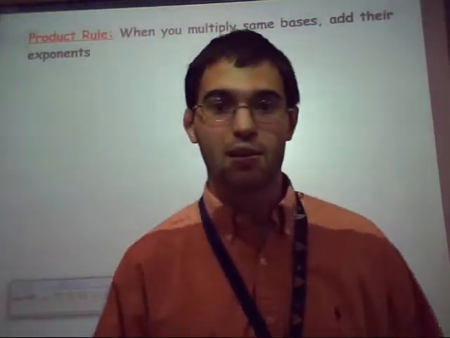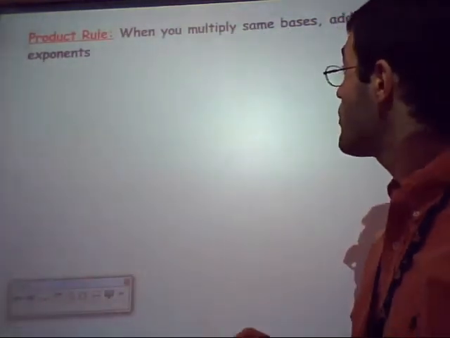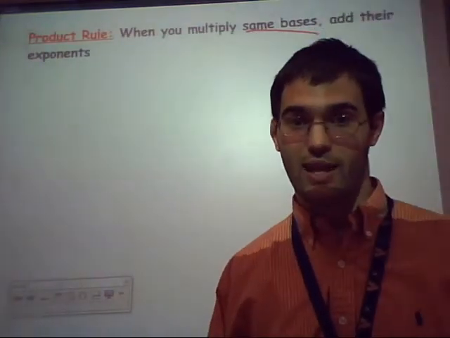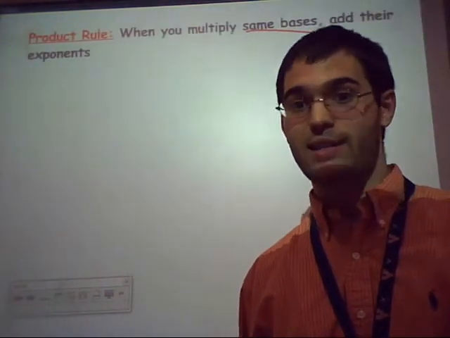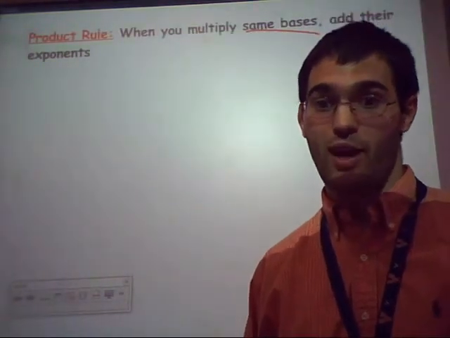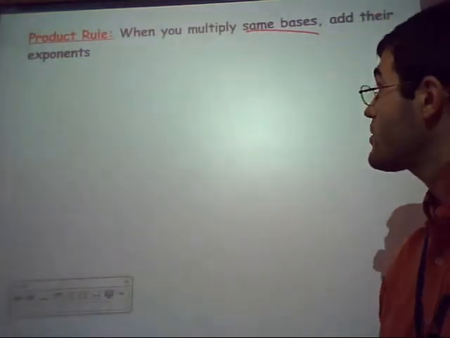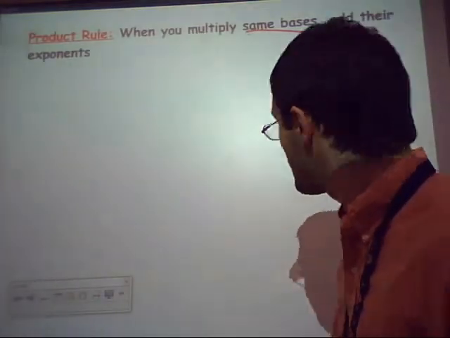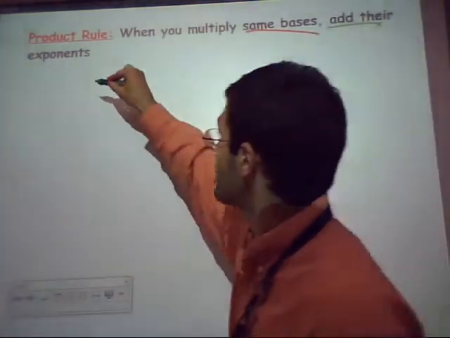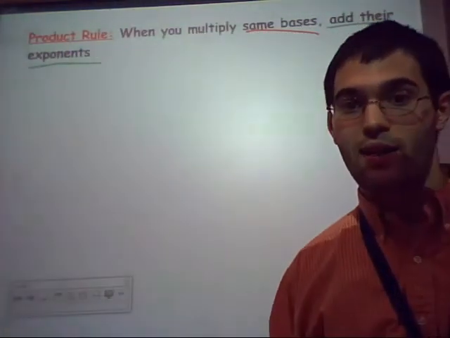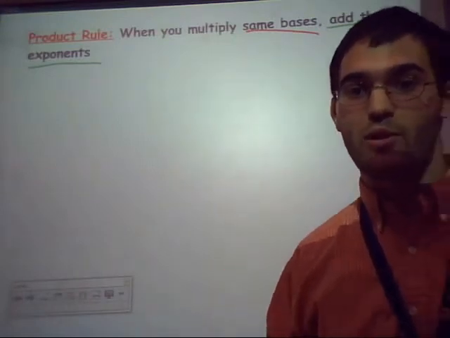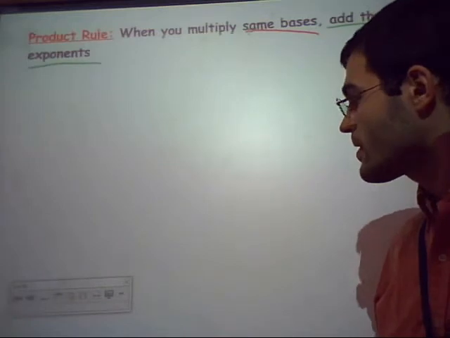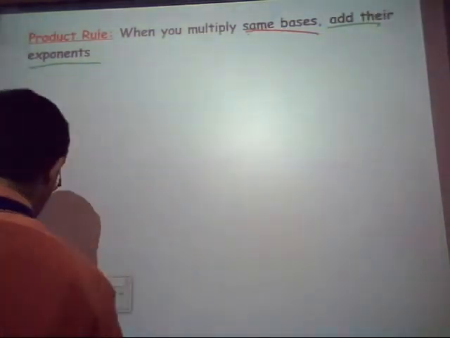This is called the product rule. The product rule simply says when you multiply same bases, notice they have to be the same. So in our last example, the bases were both x's. So if the bases are the same and you're multiplying, you simply add their exponents. Okay? So the product rule says when you multiply same bases, you add their exponents. Let's do a few more examples.